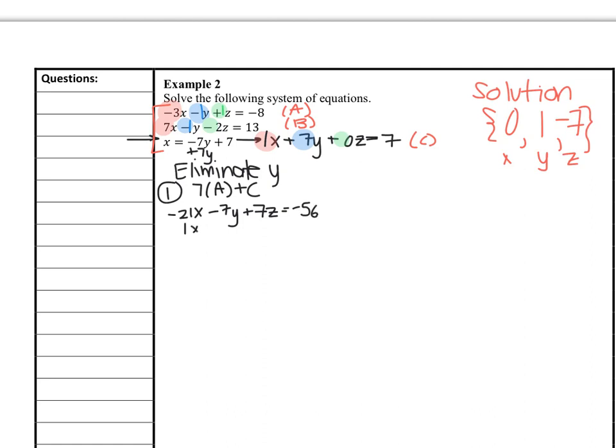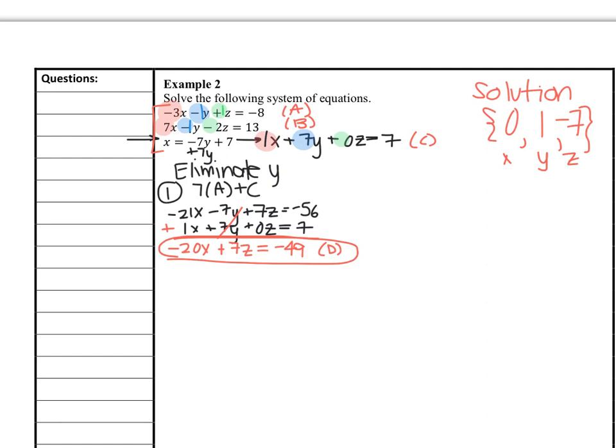So positive 1x plus 7y plus 0z equals 7. And of course, we're going to add straight down. So we've got -20x, y's cancel, plus 7z equals -49. And this here becomes equation D. And then, of course, we're going to circle it because we'll come back to it later.